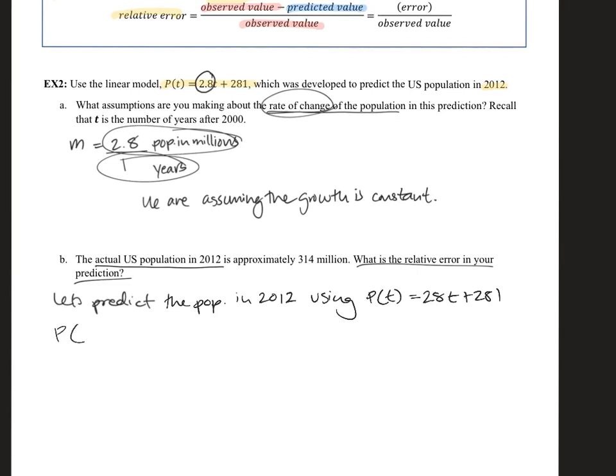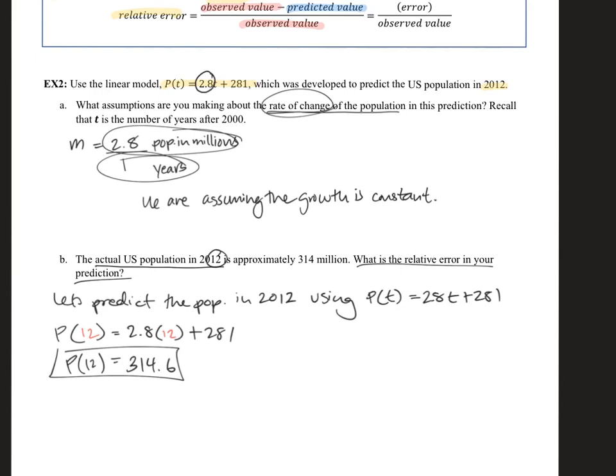So P of, and we're looking at 2012, so that's 12 years after 2000. So P of 12 equals 2.8 times 12 plus 281, which is going to equal, let's go ahead and type this in, 2.8 times 12 plus 281. It's going to be 314.6. Hey, the prediction is actually pretty close to the actual observed number.